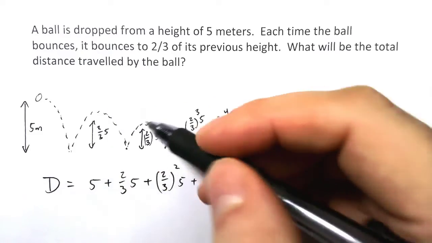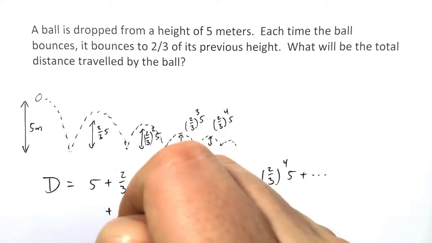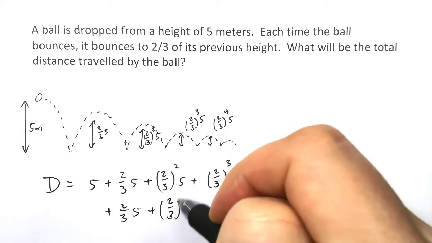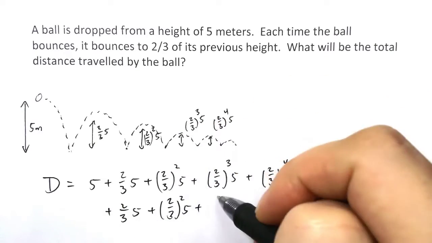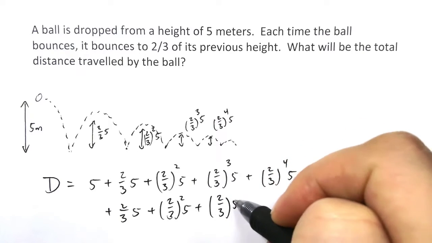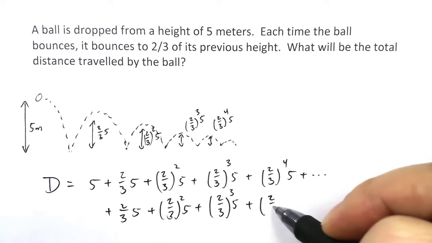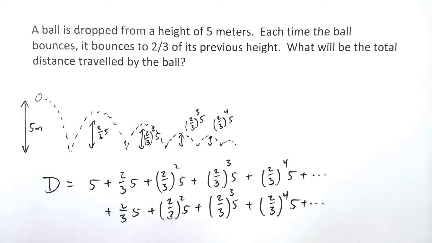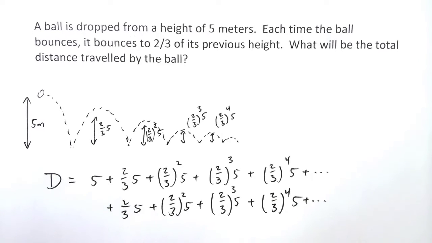We have 2/3 times 5, and then 2/3 squared times 5, and 2/3 cubed times 5, and 2/3 to the 4th times 5, and again, it goes on and on forever. So we have this infinite number of things to add. Okay, well, we can write these using series notation.